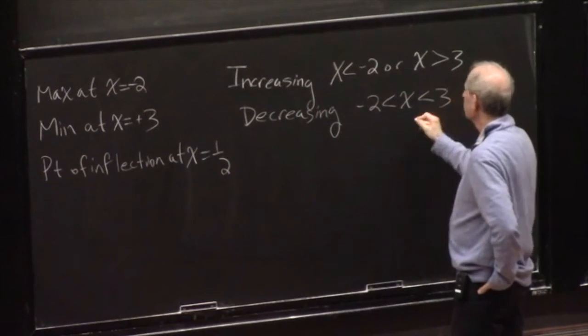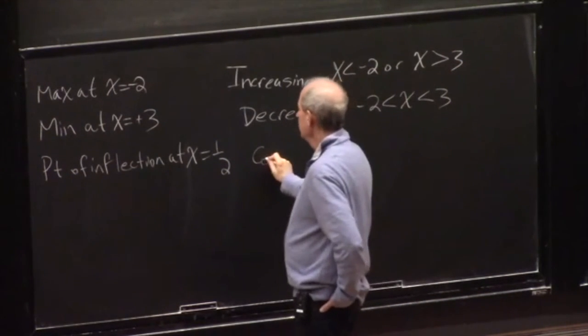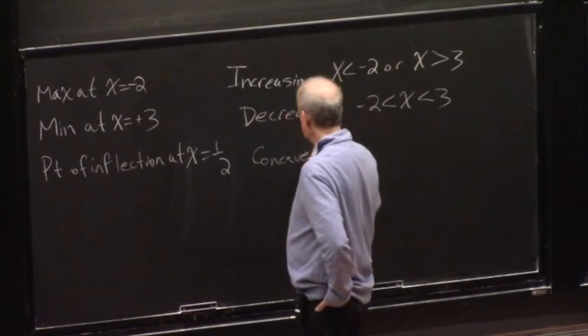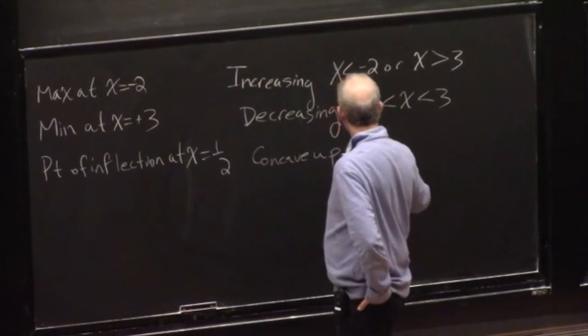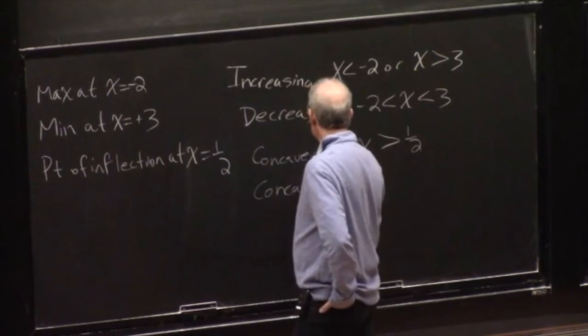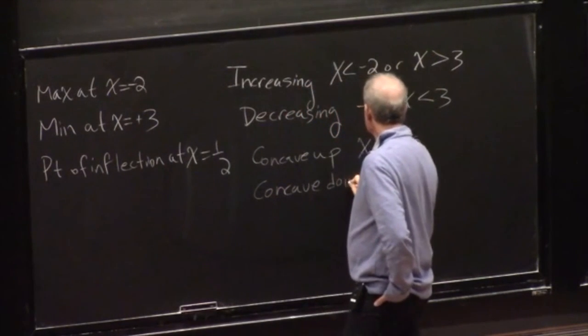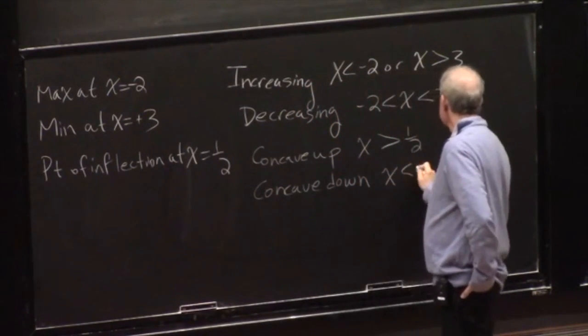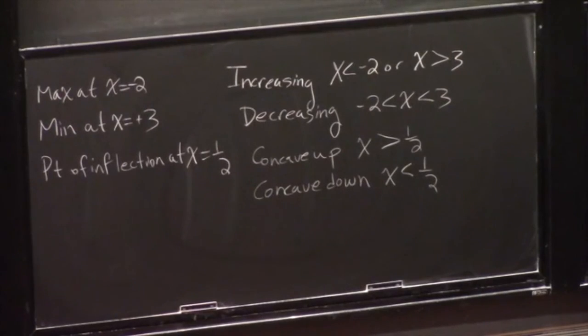It is concave up when x is greater than a half, and concave down when x is less than a half. All right, more stuff to review on Friday. Take a picture of that.